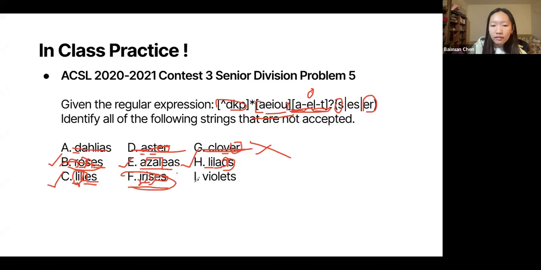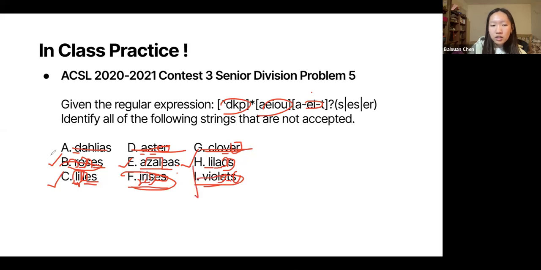And then next we have violets. So we know violets has to end with the S in this expression. So working backwards, T would be the one in the question mark of that one. So we have T here. And then E will be the vowel here. And V, I, O, and L, again, are all not D, K, and P. So they can all go into this part of 0 or more not D, K, and P characters. So violets will also work.